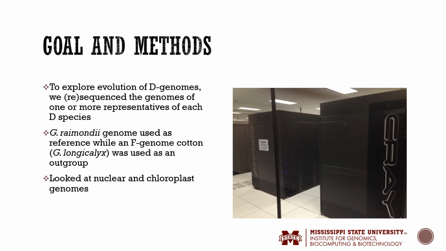To better understand speciation within Houzingenia, my colleagues and I sequenced the genomes of one or more representatives of each D species. In our comparative genomic study, the high-quality Gossypium raimondii genome sequence was used as a reference, while the single F genome species, Gossypium longicalyx, was used as an outgroup. We looked at nuclear and chloroplast genomes to determine if Houzingenia is monophyletic.